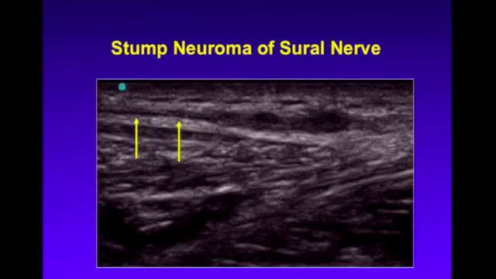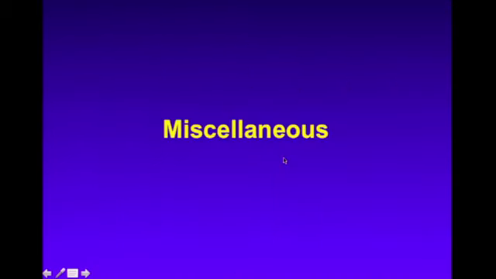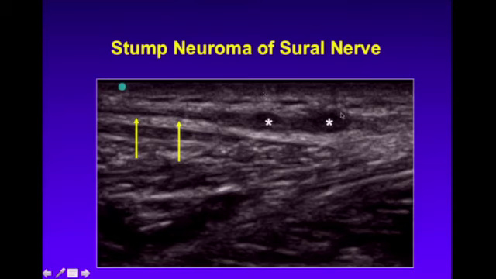Other miscellaneous nerves that we can see in the lower extremity: the sural nerve is an important sensory nerve that's on the lateral aspect of the ankle and also runs up in the calf as well. When patients have surgery or other kinds of trauma, they can develop little neuromas at the tip of the nerve that was cut. So here's a nerve that was cut from trauma, and you can see these little neuromas, these little hypoechoic rounded areas that have grown up on that nerve.